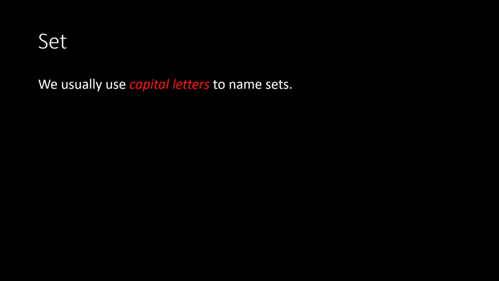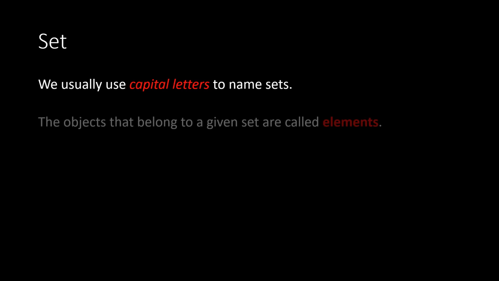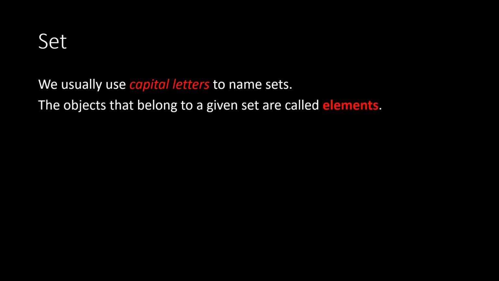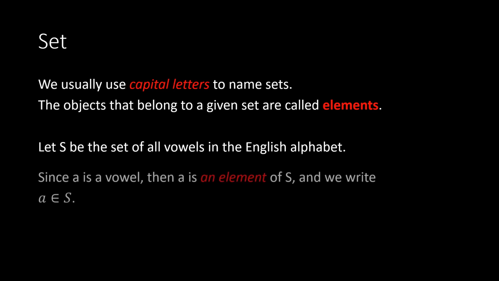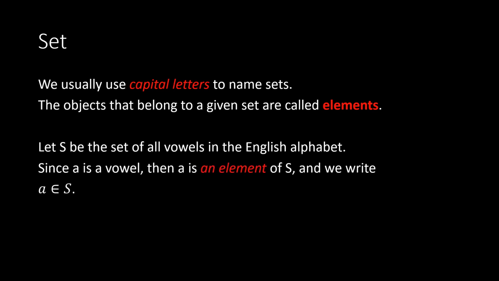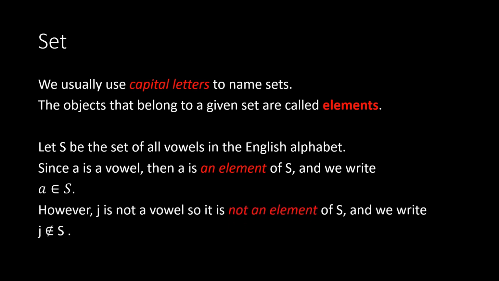We usually use capital letters to name sets. The objects that belong to a given set are called elements. Let capital S be the set of all vowels in the English alphabet. Since A is a vowel, then A is an element of capital S, and we write in the following manner. However, J is not a vowel, so it is not an element of capital S, and we write in the following manner.